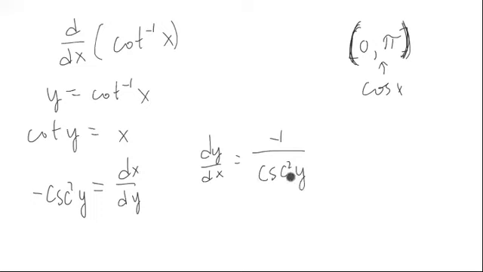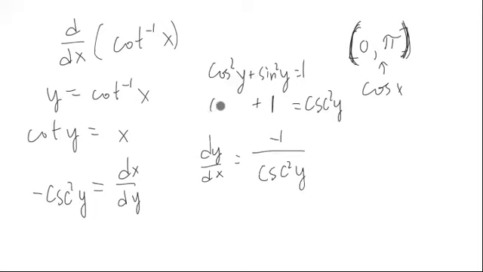Then we look for an identity with cosecant. We know that cosine squared y plus sine squared y is equal to 1. We can divide everything by sine squared to get a cosecant squared. Dividing everything by sine squared, we end up getting cosecant squared y over here, we get 1, and then cosine squared over sine squared gives cotangent squared y. So we have this nice relationship, and we can replace this with 1 plus cotangent squared.